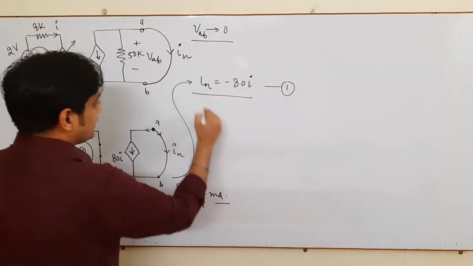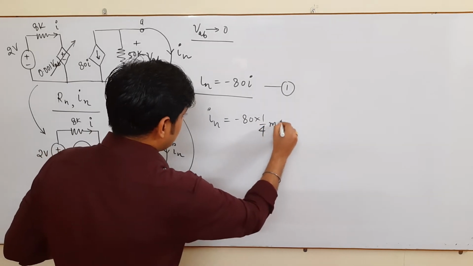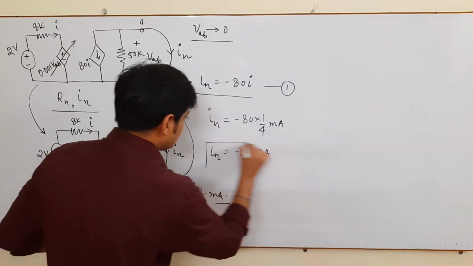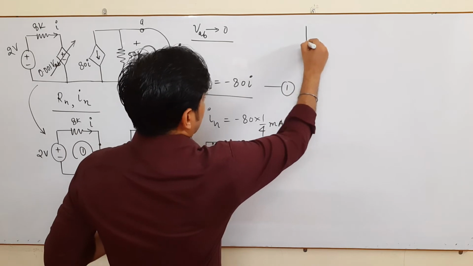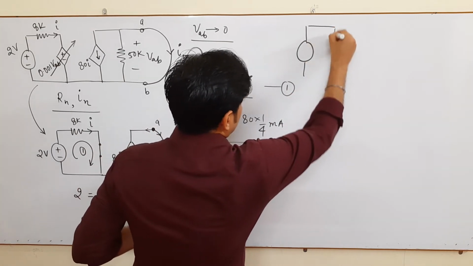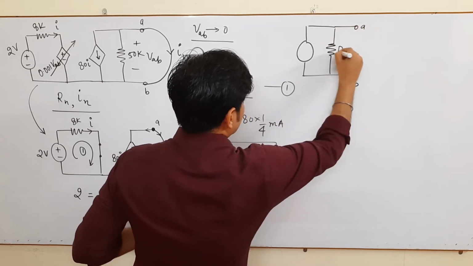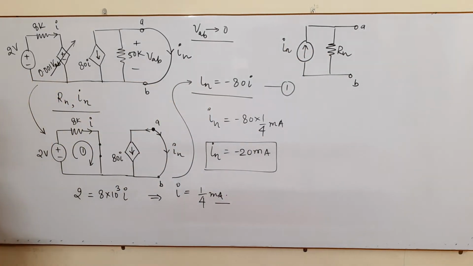This is the value of I. Now simply you can put this value here. The value of IN comes to be minus 80 into 1 upon 4 milliampere, so that comes to be minus 20 milliampere. This is the value of Norton short circuit current. So finally we have found the value of IN and RN, and in the equivalent network, this is A, this is B, this is RN, and this is your current IN. Very important. So the value of IN and RN we have already found. So this is all about this network. We move on with the next problem.